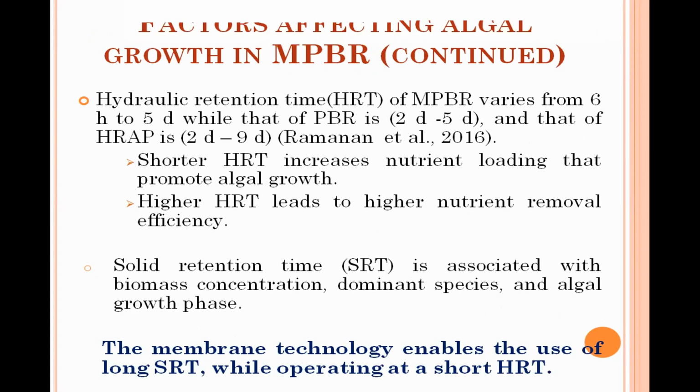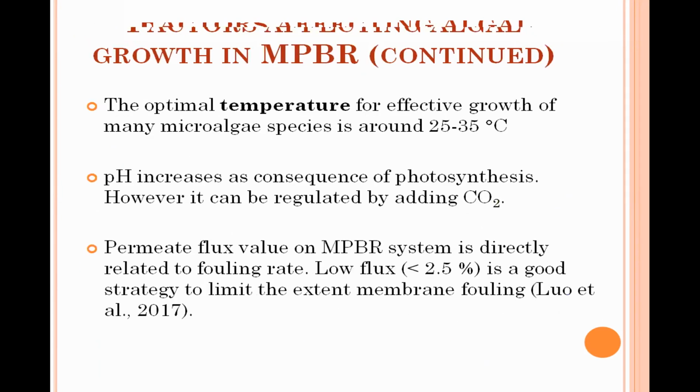Membrane photobioreactor or membrane technology for algae enables the use of a long solid retention time while operating at a short hydraulic retention time. The suitable temperature for algae is about 25 to 30 degrees centigrade. The pH for sure increases by photosynthesis, but supplying carbon dioxide could manipulate this range.